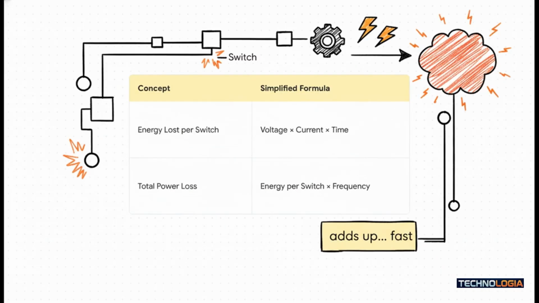Now, don't worry, the math here is actually pretty simple. The energy you lose in just one single flip of the switch is basically the voltage times the current times the amount of time that overlap happens. And yeah, for one switch, that's a teeny tiny amount of energy. But here's the kicker. The total power you lose is that tiny little bit of energy multiplied by the switching frequency. That's how many times per second this whole thing is happening. And let me tell you, that adds up incredibly fast.